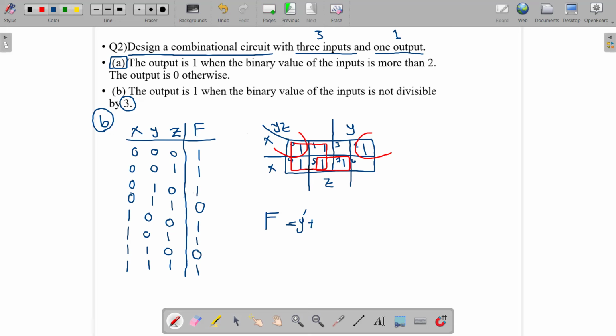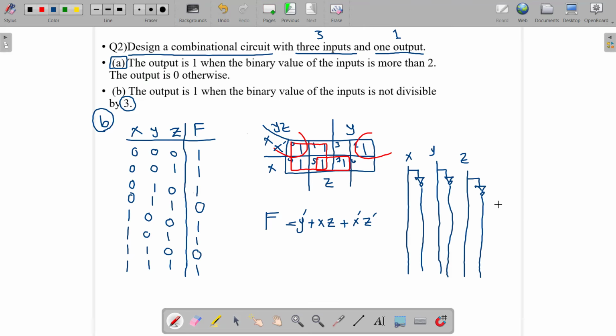or this 2 is xz, or this 2 is xz prime, x prime z prime. Now we can design this circuit.